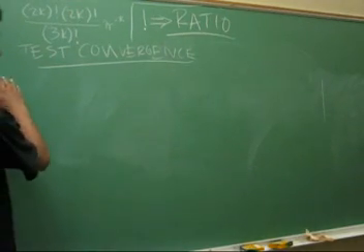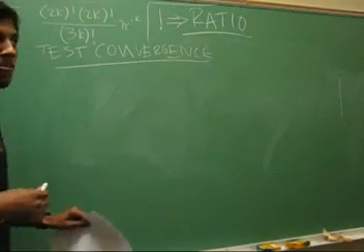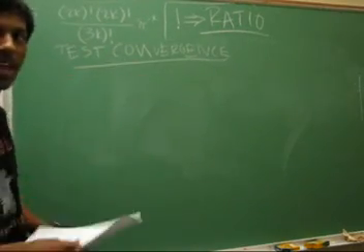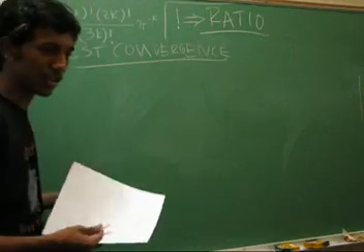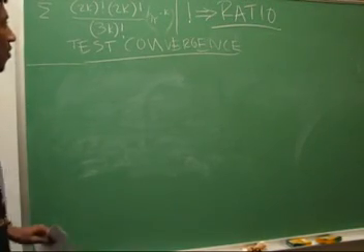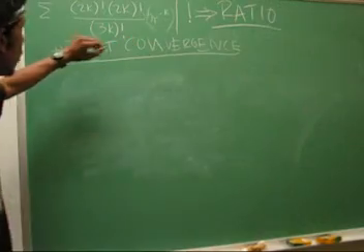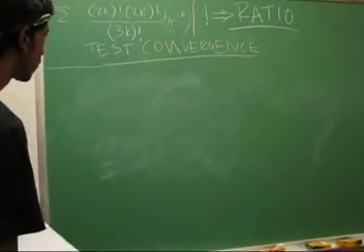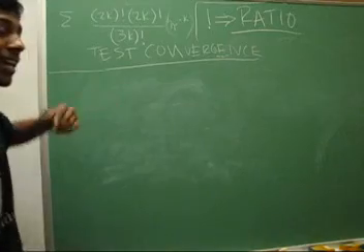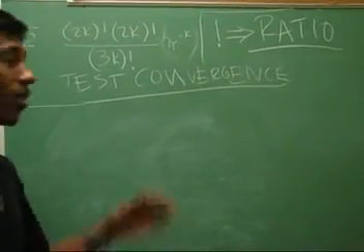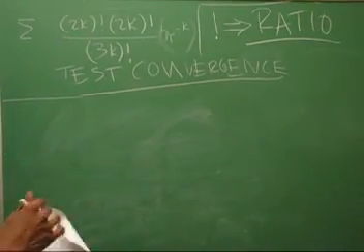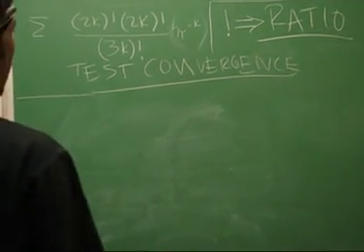Alright, so we're going to start with the procedure for the ratio test. The procedure is you replace k with k plus 1, then multiply by the reciprocal of the problem, cancel everything out, take the limit, and use the ratio test criteria to determine if it converges or diverges. Alright, so let's get started.